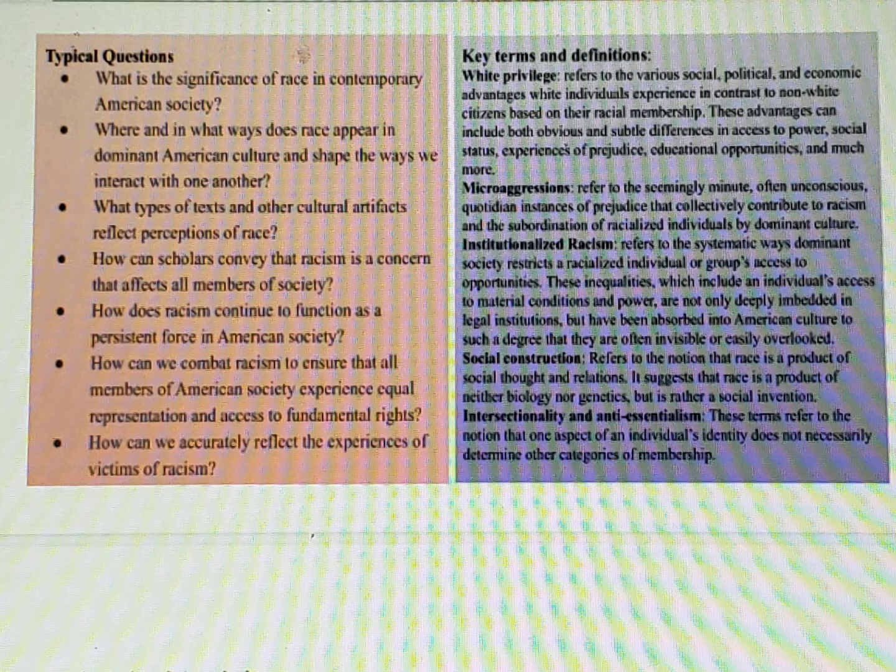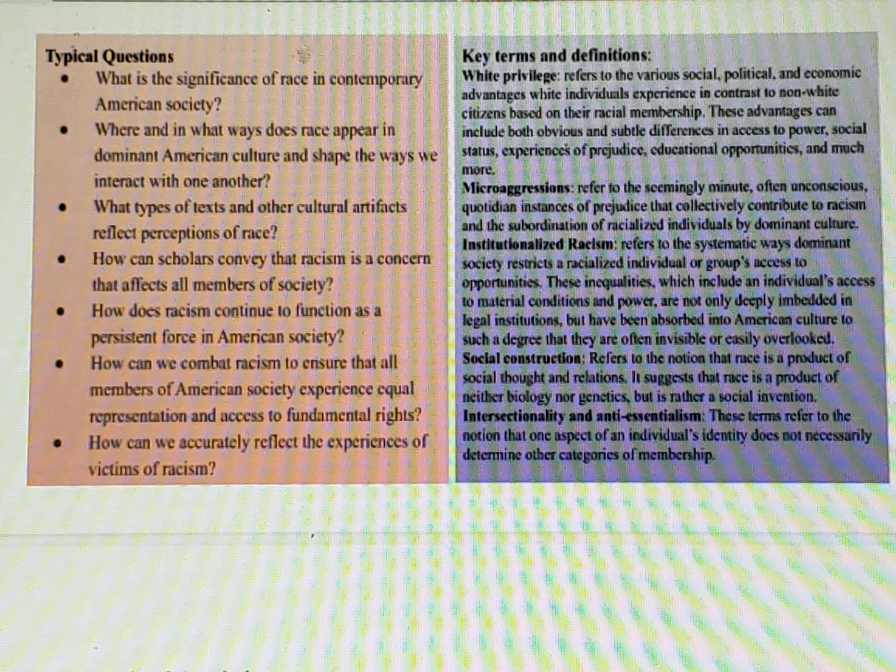Key terms and definitions. White privilege refers to the various social, political, and economic advantages white individuals experience in contrast to non-white citizens based on their racial membership. These advantages can include both obvious and subtle differences in access to power, social status, experiences of prejudice, educational opportunities, and much more. Microaggression refers to the seemingly minute, often unconscious instances of prejudice that collectively contribute to racism and the subordination of racialized individuals by dominant culture.